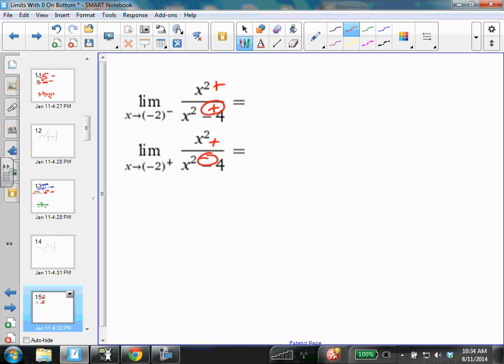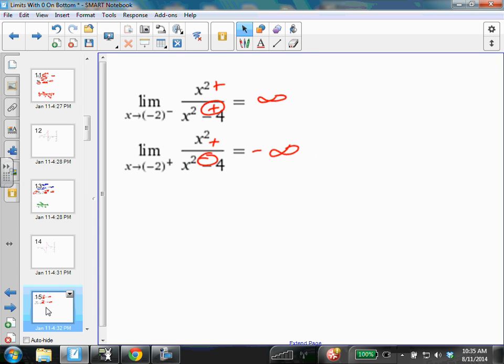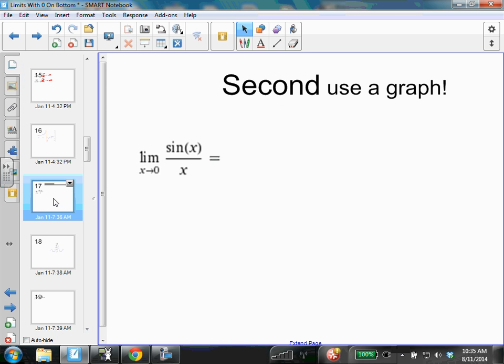Okay? So for this one now, a positive divided by a positive would make a positive infinity, and here a positive divided by a negative would make a negative infinity. Right? So you can see the difference between that one. All it did was flip which one was positive and which one was negative by changing the sign on top. Okay, so that's one option for what we can do.